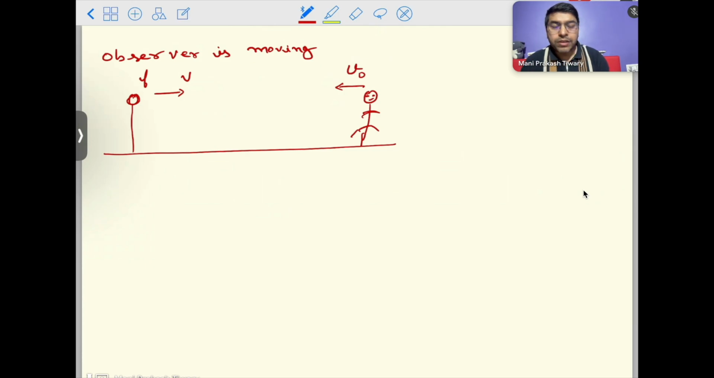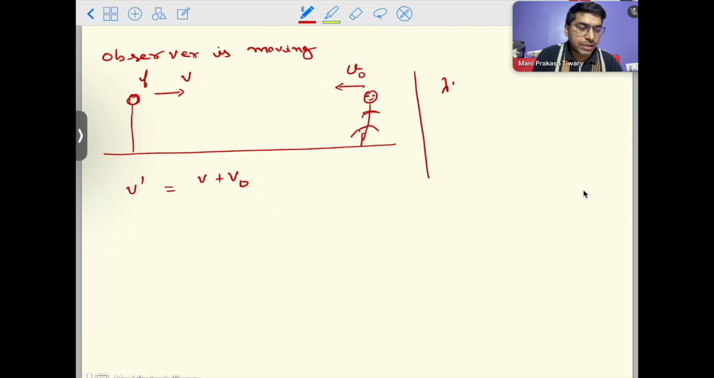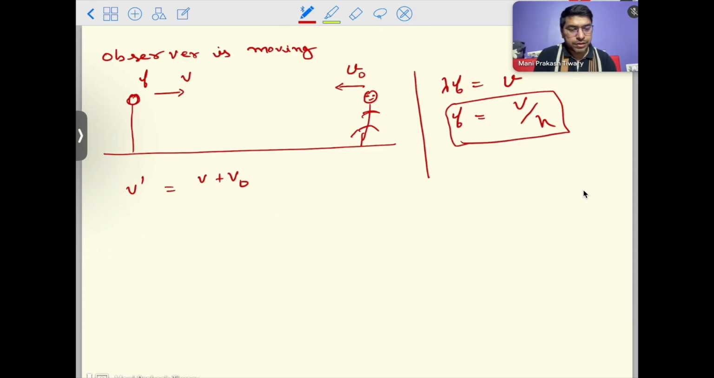Now what will the observer feel as the speed of sound? So sound is coming towards the observer with V and the observer is moving towards the sound with V naught. So the observer will feel that the speed of sound is V plus V naught. Clear? And we know one more thing: wavelength into frequency is equal to the speed of sound. So from here we can write F is equal to V by lambda, where lambda is the wavelength. Clear?